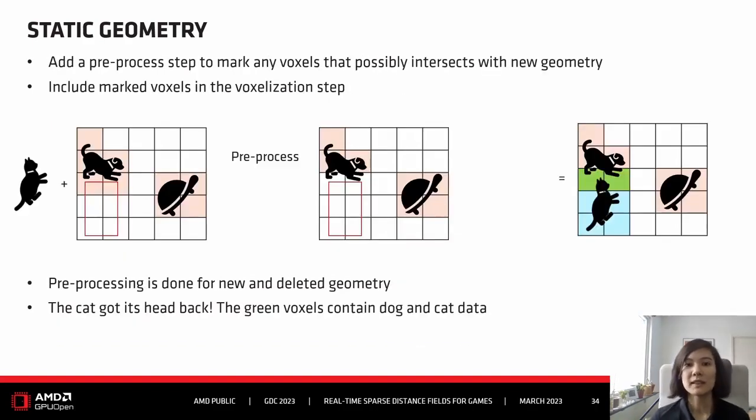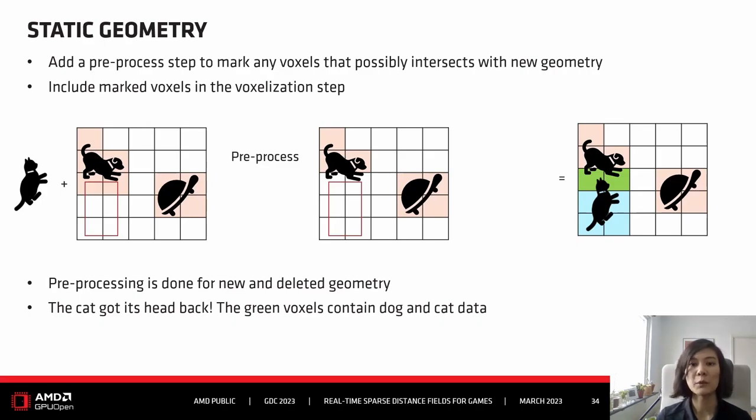In this pre-processing step, we determine which voxels might possibly intersect the new geometry. So in this case, the cat. And these voxels will be marked. Marked means we just free them, because once they are freed, they will be reconsidered during the voxelization step. So we check which voxels will intersect the cat. We mark them as free, and then when we do the voxelization, we do the usual job.